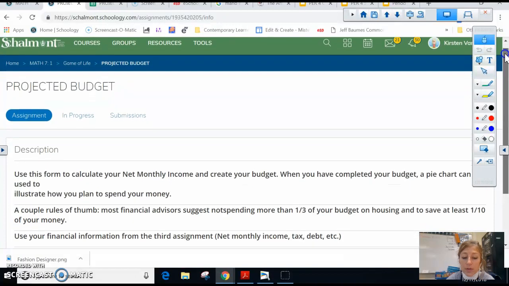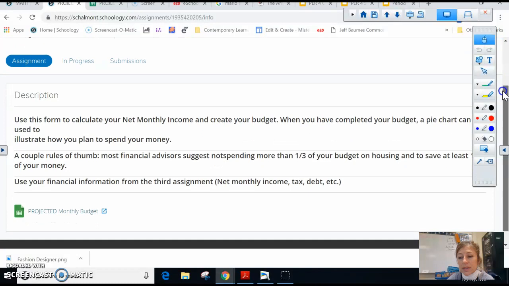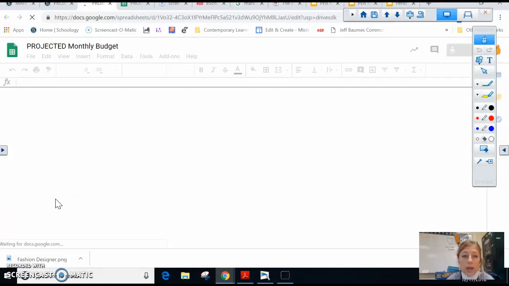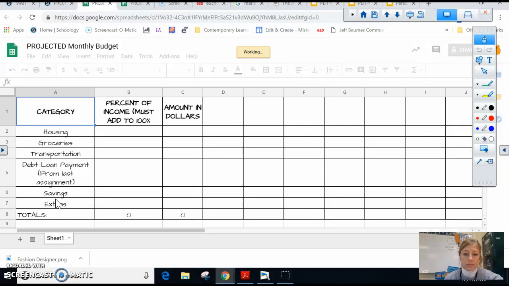Use your financial information from the third assignment. So you should already know what your net monthly income is. So when you get down here and you're ready, you click on this and it hopefully will open your assignment for you. I've set this all up for you, so it should be pretty easy for you to use.